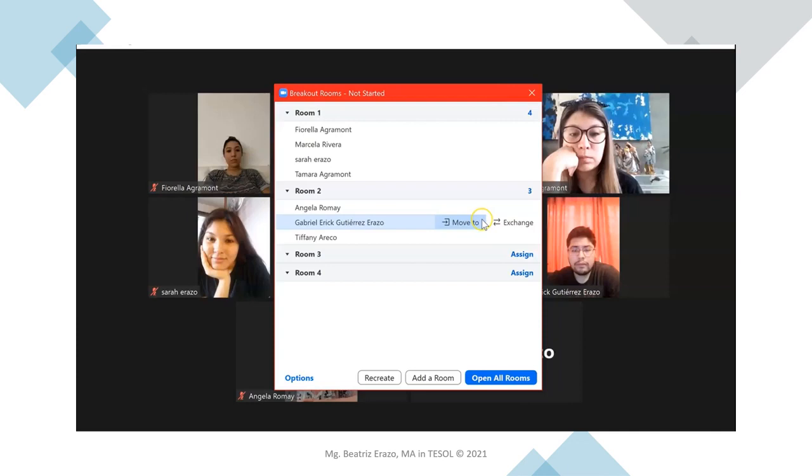As you can see, you can use these functions of moving and exchanging to take students from one room to the other. So after students had prepared all that information for travel agencies, I brought all of them back to the main session, and I just made 2 big groups, and I moved them to these different breakout rooms. One of these big groups was going to be the customers, and the other big group was going to be the travel agents.